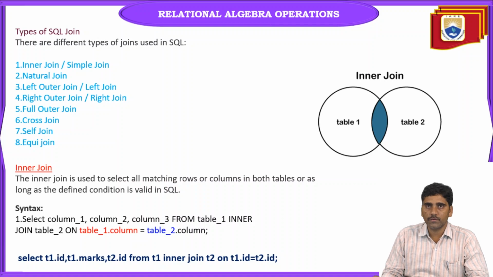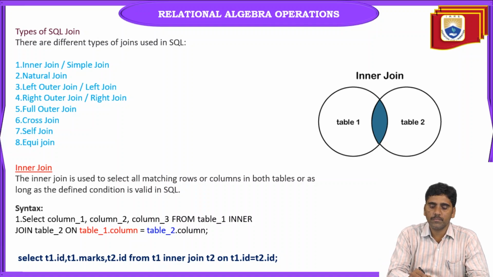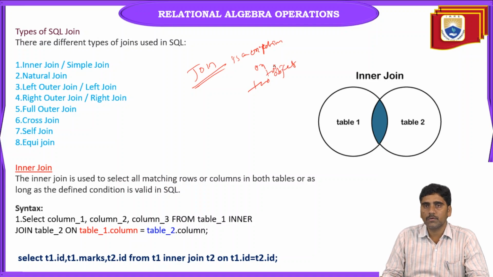Types of SQL joins. First of all, what does join mean? A join is an operation on two objects. Two objects are nothing but two tables, or two views, or any database objects. So join is an operation performed based on two tables or multiple tables.